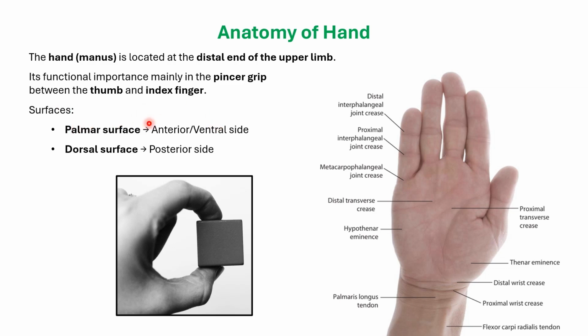The hand has two surfaces, the palmar surface and the dorsal surface. The palmar surface is the anterior or ventral side. You can see this is the palmar surface, and the dorsal surface is the posterior side.